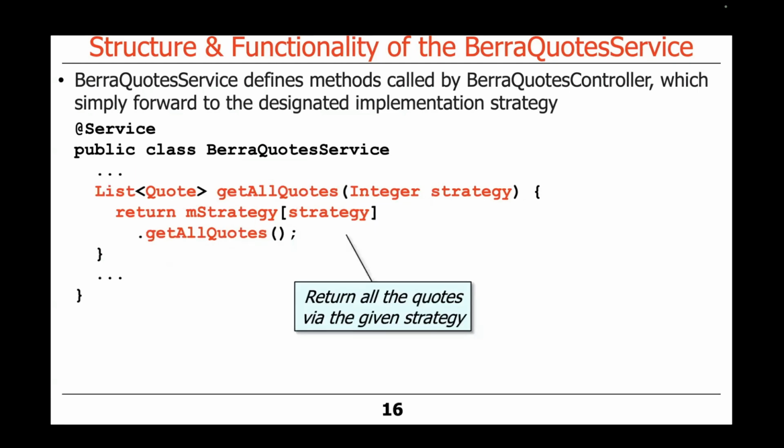Here's an example of an implementation. You can see here we say get all quotes, and this returns the quotes that are associated with that strategy. So when a client makes a request, it goes over here, it indicates which strategy. Let's say it's going to use the parallel stream strategy. That indexes into the array, gets that object, and we call the get quotes method on it, and that returns the quotes. And we'll see how that works later.